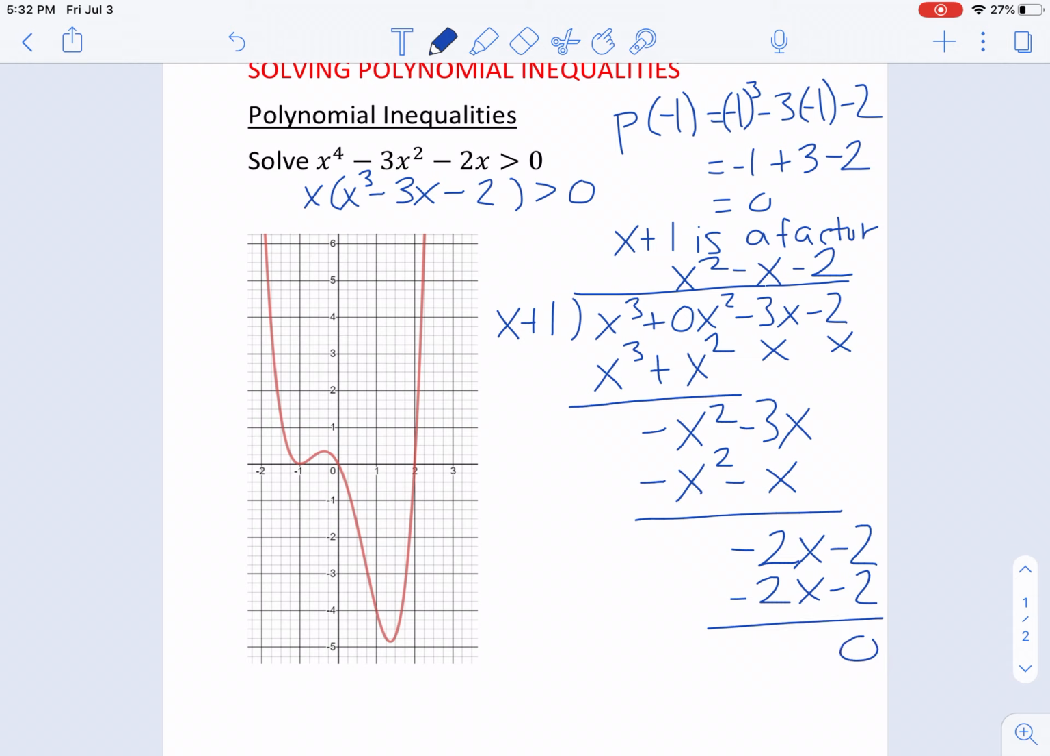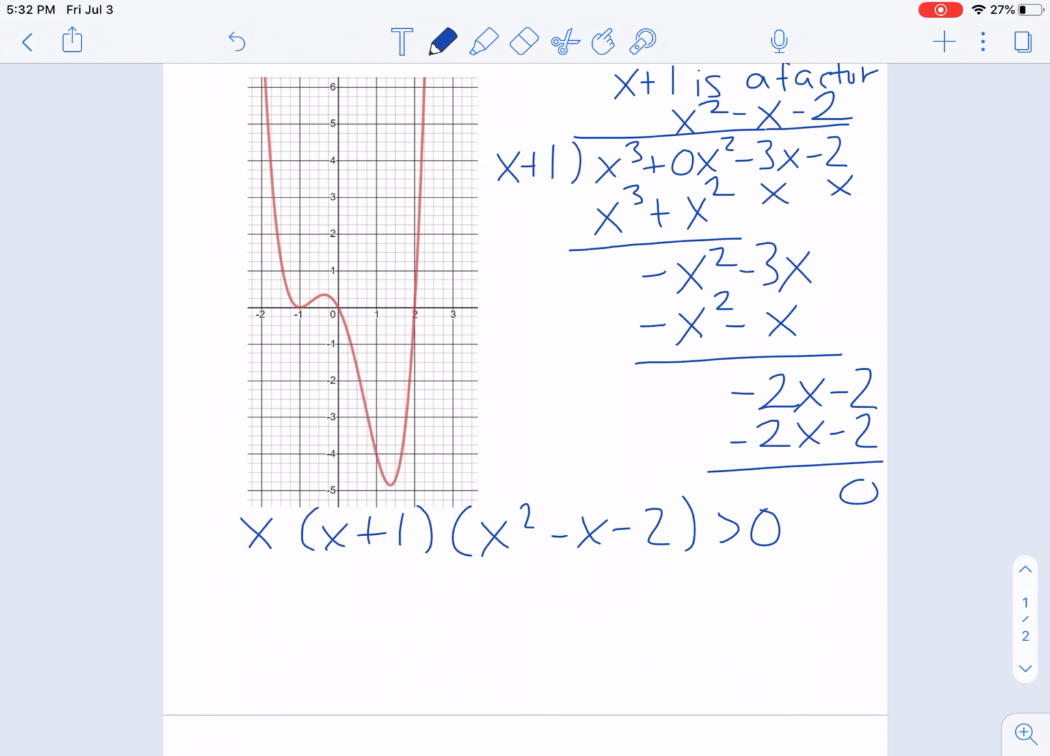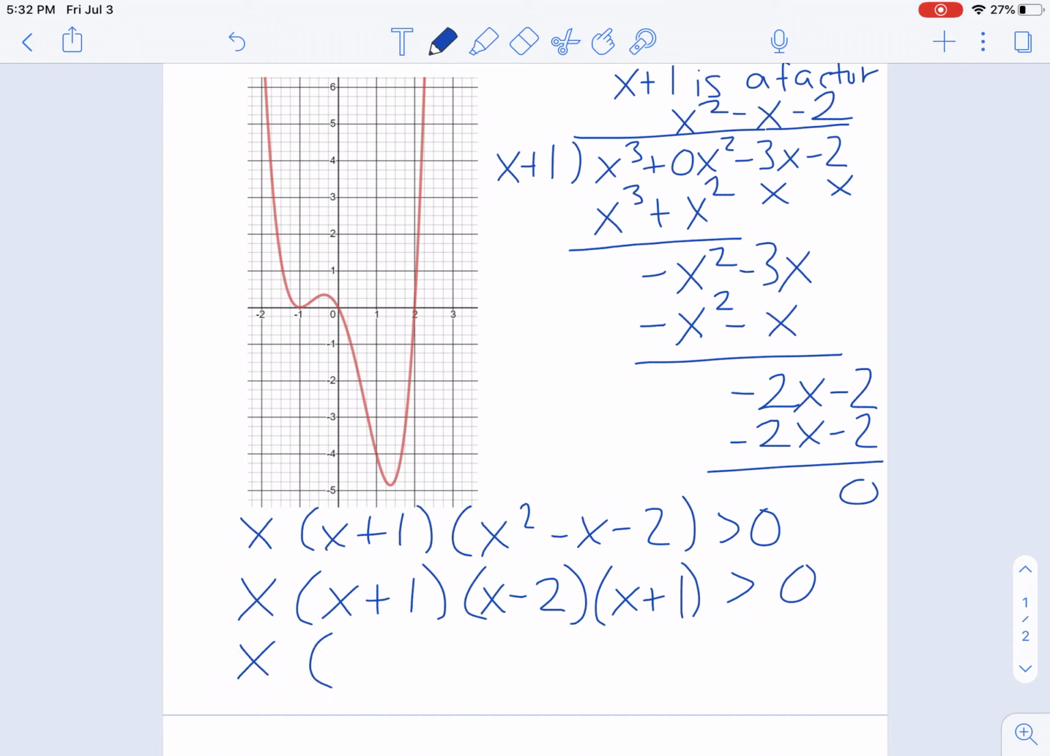So now we've successfully broken down this polynomial as x times x plus 1 times x squared minus x minus 2 is greater than 0. One more factoring step here. We want to look inside at that quotient we just found. I can break that down with simple factoring as x minus 2 times x plus 1, and that's all greater than 0. So what I see here is a double root at x plus 1, at x equals negative 1.